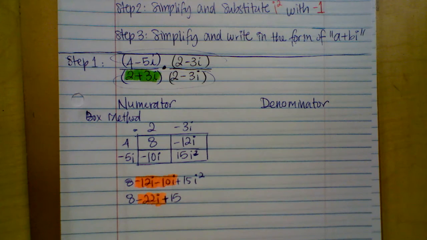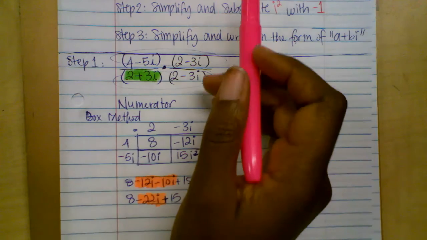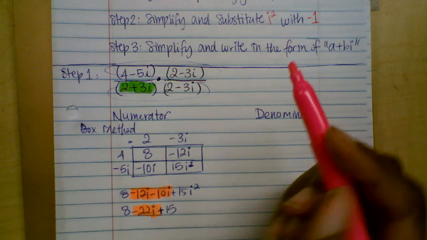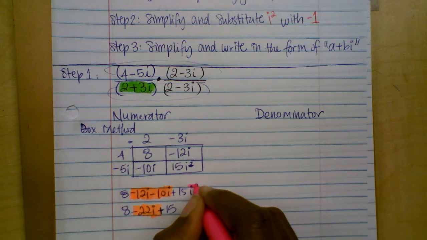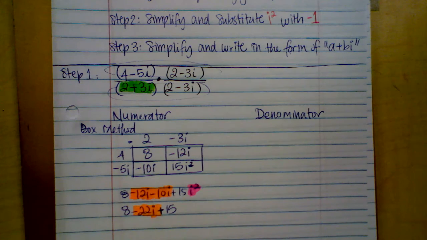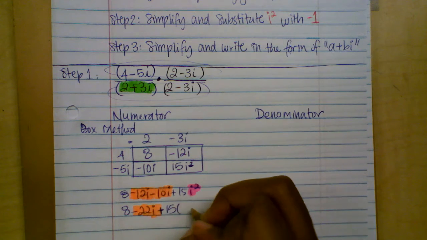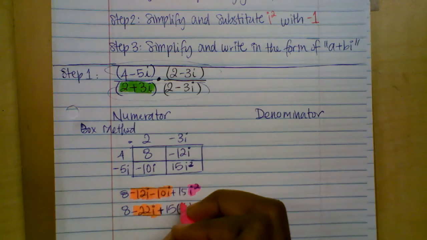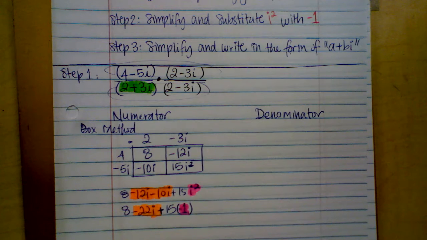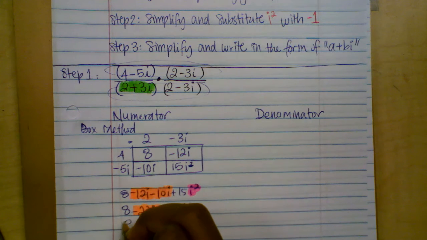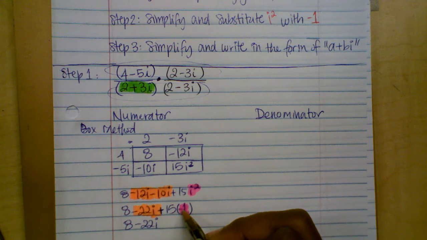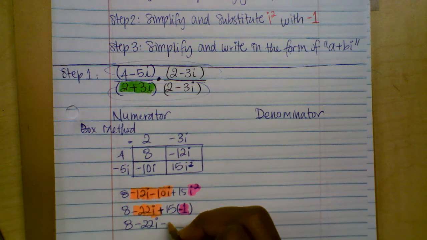Alert, alert, alert. Remember, we need to replace what? You have to substitute i squared with -1. So this is 15 times i squared. I'm going to replace the i squared with -1. That's what I'm doing right here. Then I'm going to end up with 8 minus 22i, and positive 15 times negative 1 is going to be negative 15.